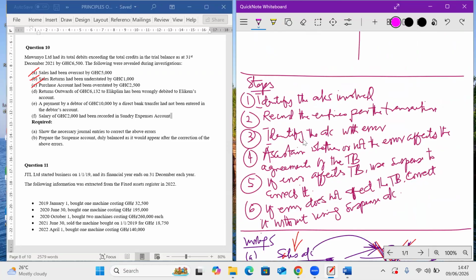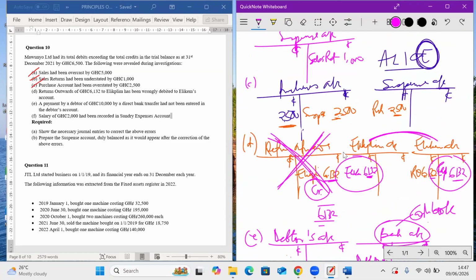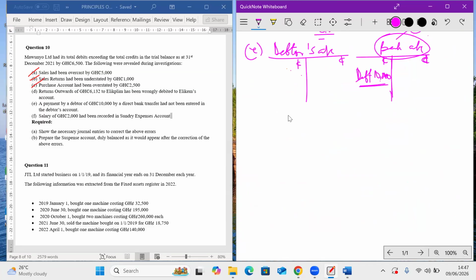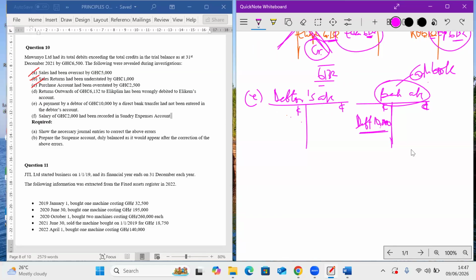What's the next step? Identify the account with the error. Okay, so the two accounts, the debtors account and the bank account, which one has the error? Debtors account. Why?